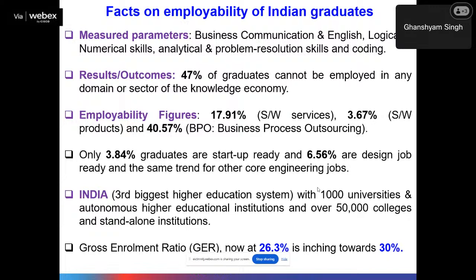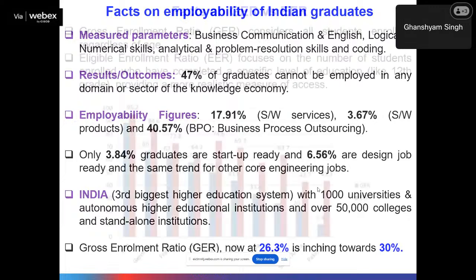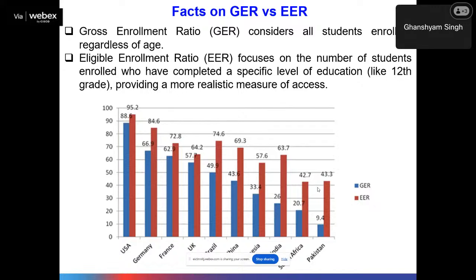But even then, our gross enrollment ratio is somewhere around 26.3%, which is inching towards 30%. We are going to achieve the 30% figure. But as far as other countries are concerned, they are very much way ahead of us, as this graph shows. This graph gives an idea of the ratio of GER and EER.